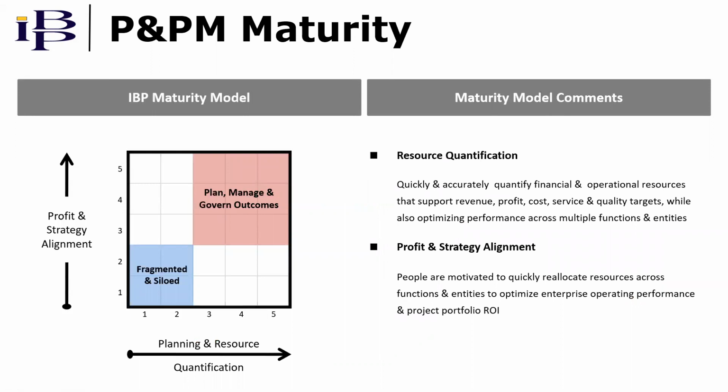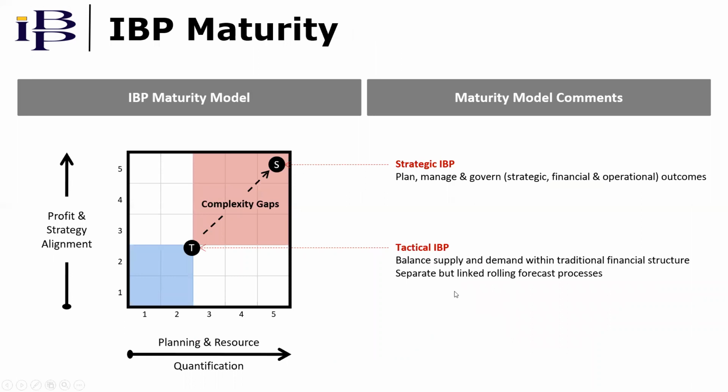And so these are some definitions of profit and strategy alignment and planning and resource quantification. You can read them at your leisure. But the main thing I want to talk about here is the difference between strategic IBP and tactical IBP. Tactical IBP is really where companies are at today: the whole idea of balancing supply and demand and having some links to traditional financials. They may be linked to a rolling forecast, but they're not really integrated with it. And when it's really integrated, you would also have a shared scenario planning or integrated scenarios, which most companies don't have.